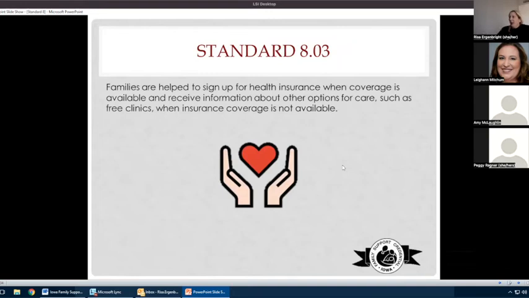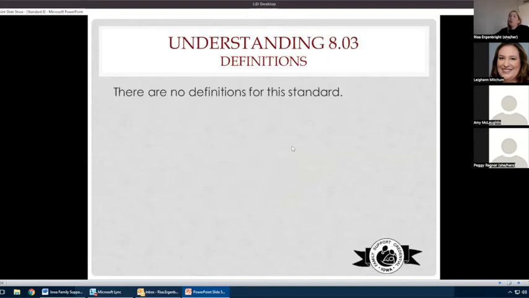Standard 8.03. Here's where things are a little different. Families are helped to sign up for health insurance when coverage is available. Is available? Yes. And receive information about other options for care, such as free clinics, when insurance coverage is not available. So we'll dig into that one a little bit more here. There are no definitions for the standard that we really need to define to increase clarification.